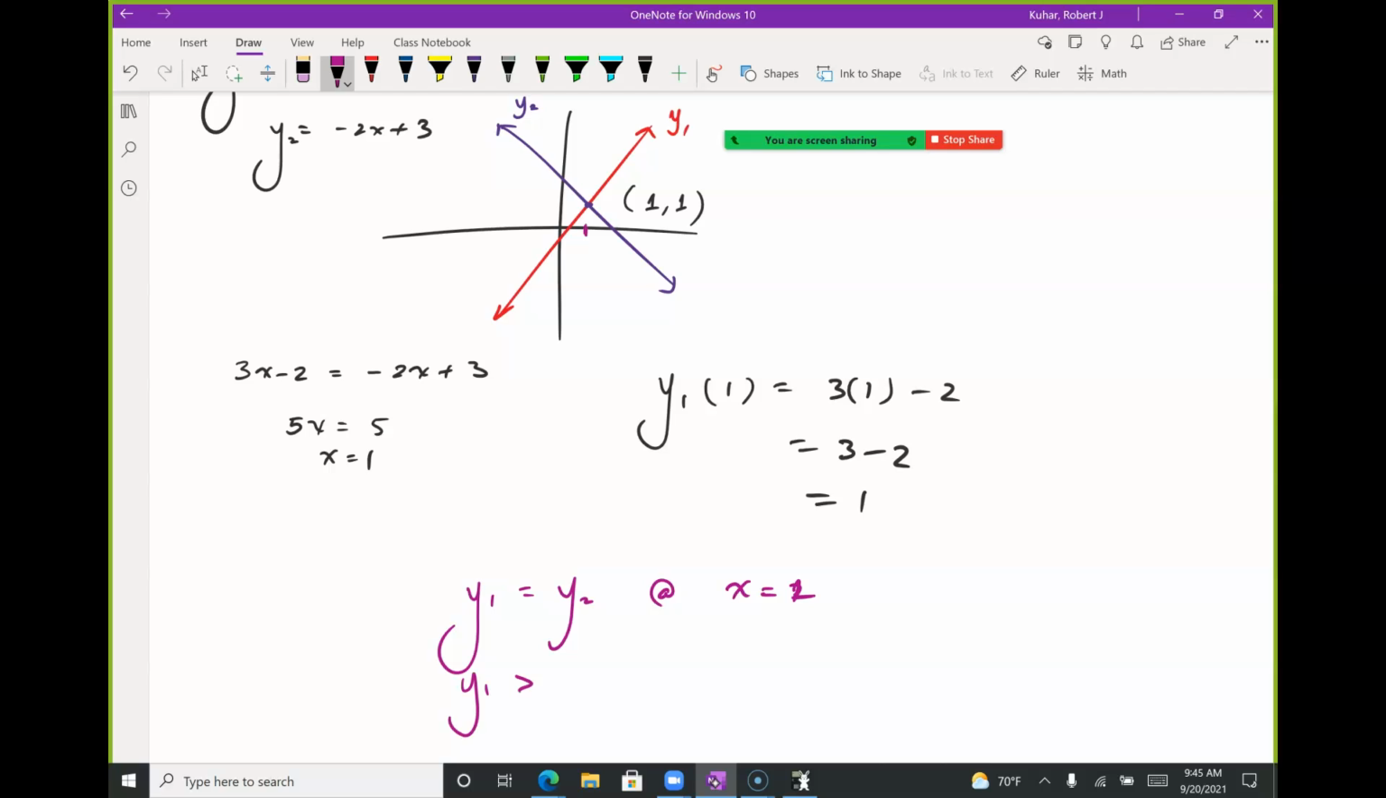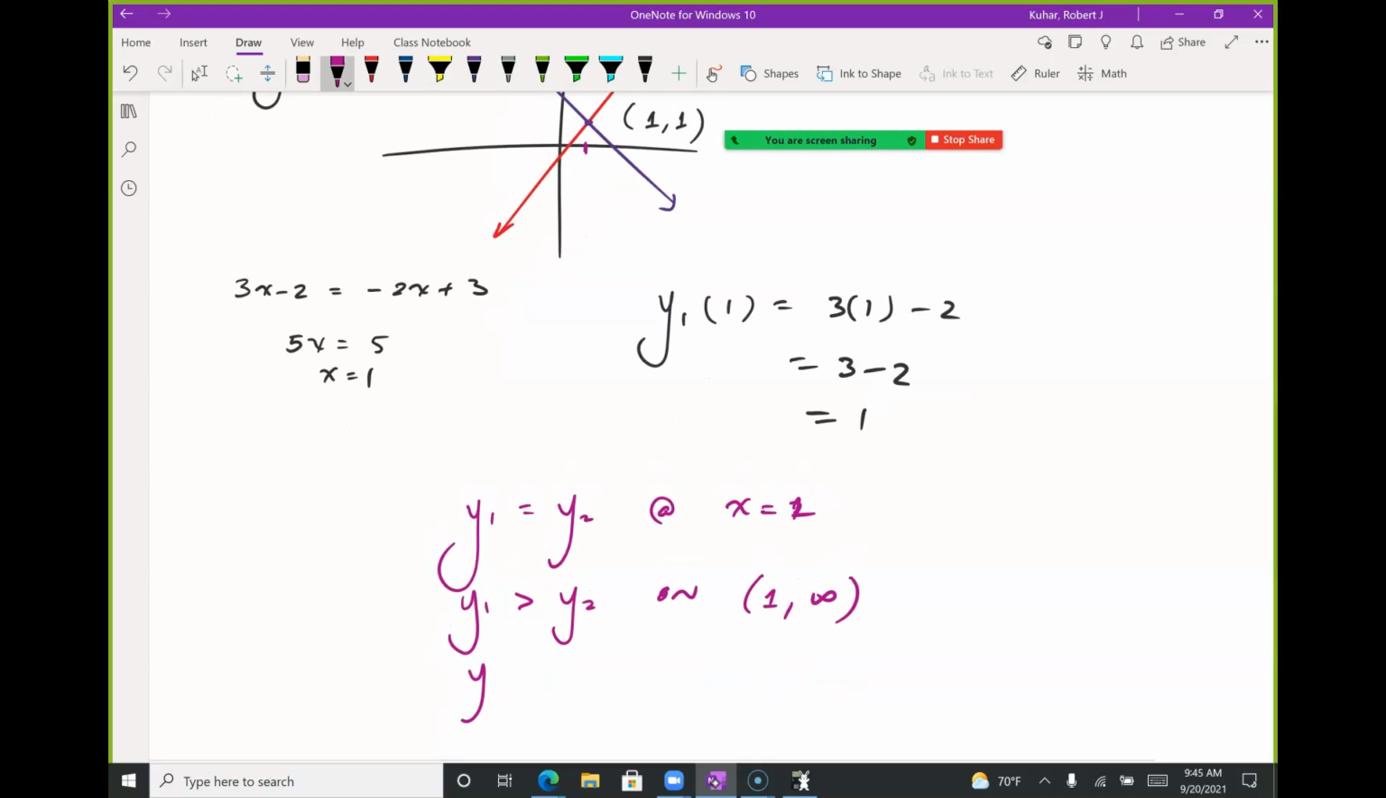y1 is greater than y2 on what domain? So when is the red curve above the purple curve is what it's asking. And that's on from 1 to infinity, right? When is y1 greater than or equal to y2 on closed 1 to infinity, that type of idea. So they're asking for subsets of the domain here for the rest of these types of problems.